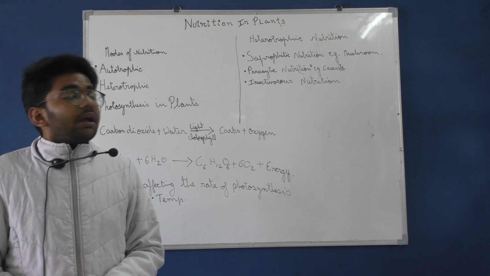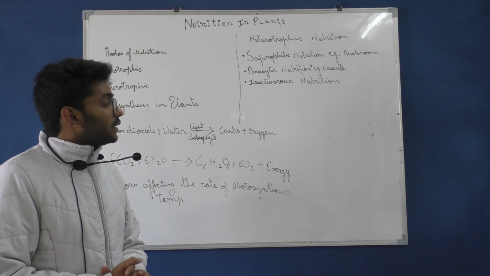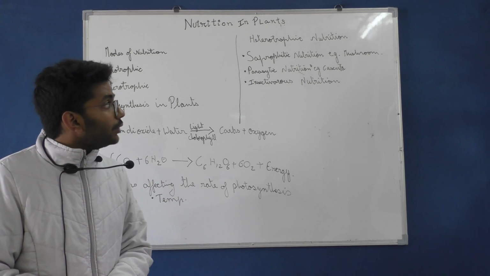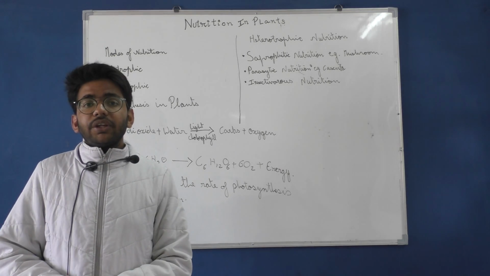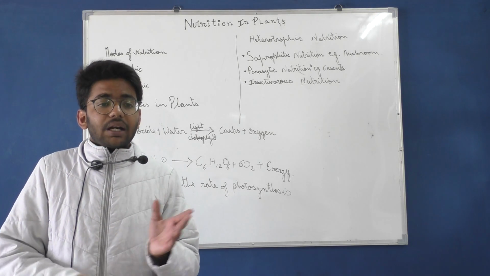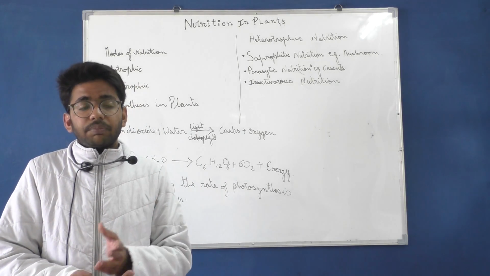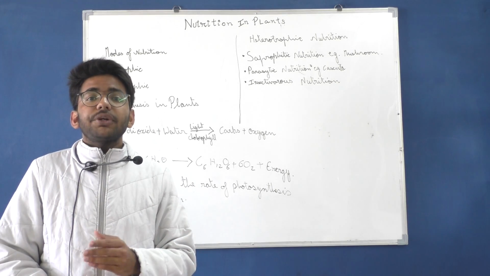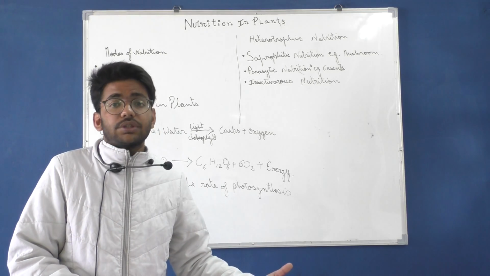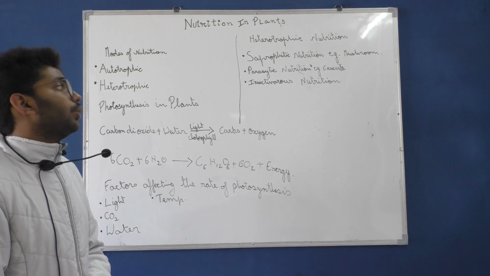Now basically here we are going to discuss this deeply. First of all I am going to revise the definition of heterotrophic nutrition. So what is heterotrophic nutrition? Heterotrophic nutrition is a mode of nutrition in which plants get energy from different sources. They can't produce their own energy. They get the energy out of different sources. This is known as the heterotrophic mode of nutrition.